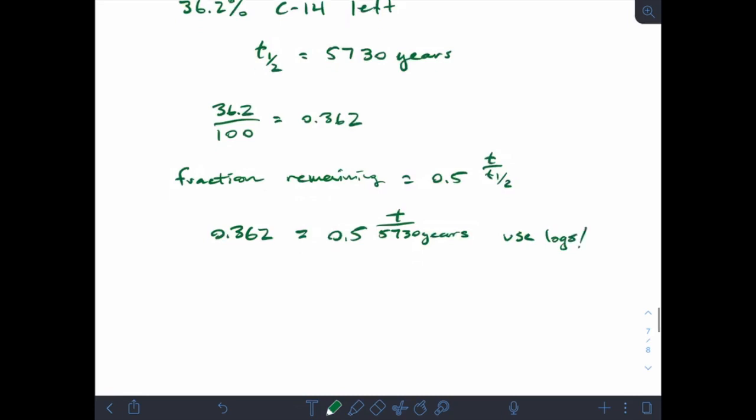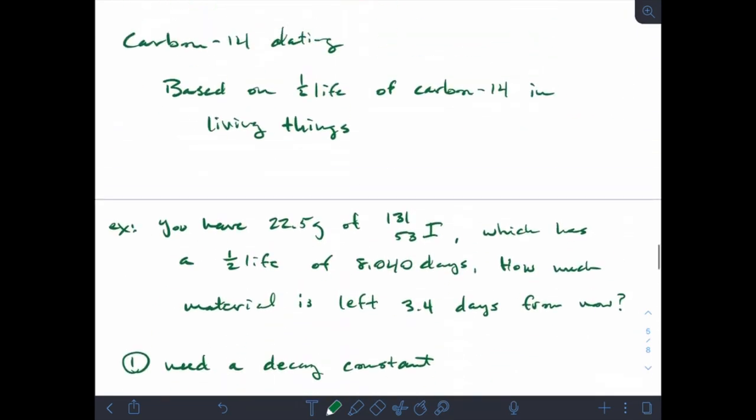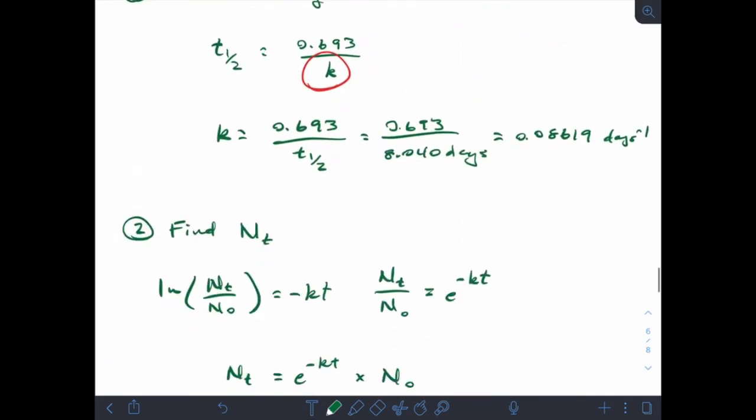All right, so we do a little manipulation. We take the log of both sides. So we say the log of 0.362 equals t over 5,730 years times the log of 0.5. Okay, so I'm going to scroll back up to our logs and just show you which one we just used. Right, so we just used this one. If I take the log of both sides, it doesn't have to be natural log. Log base 10, the rules are the same. Okay, so let's come back down.